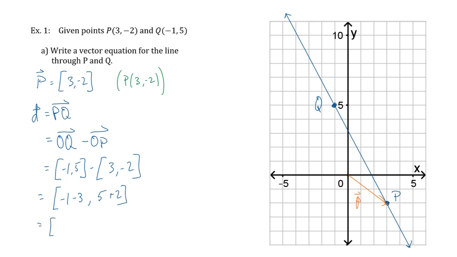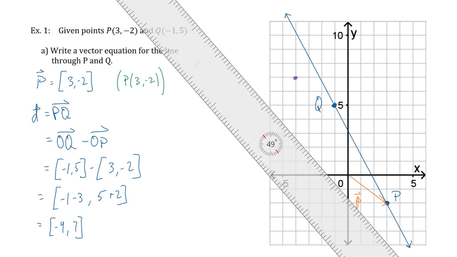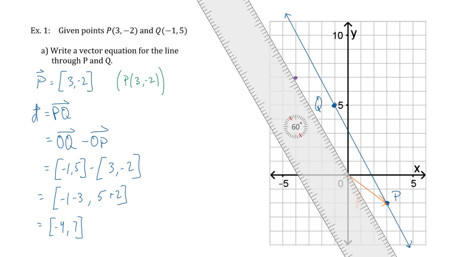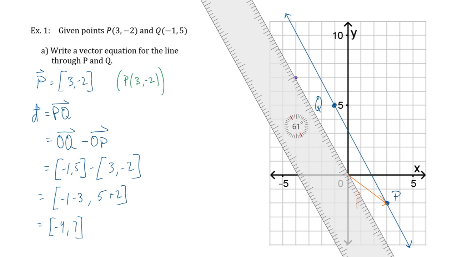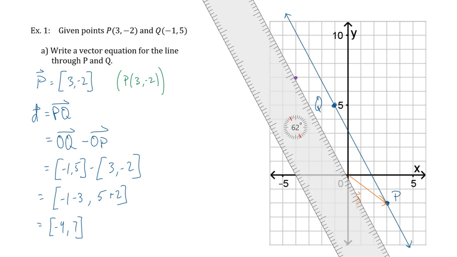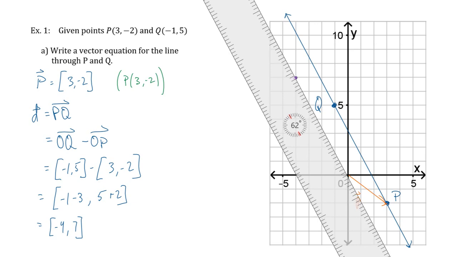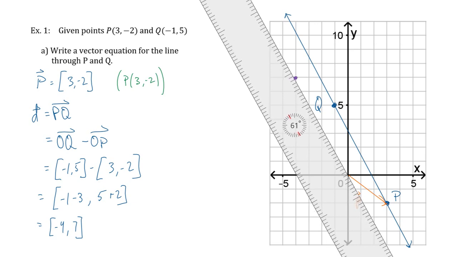Which is (-4, 7). Let's take a look at this. Is that parallel? It sure is. That looks good right there.